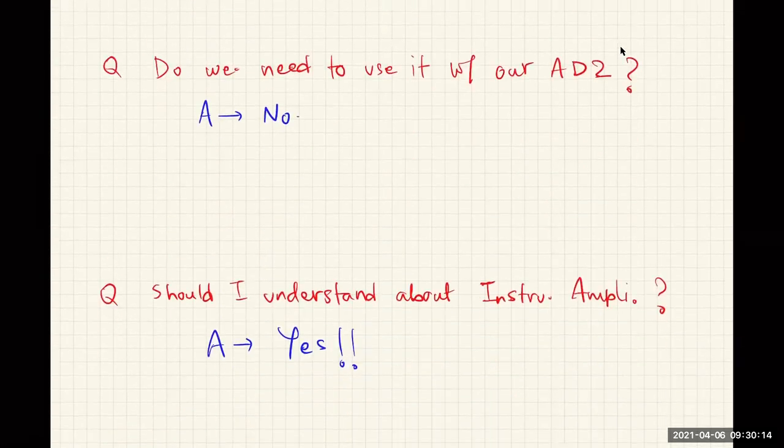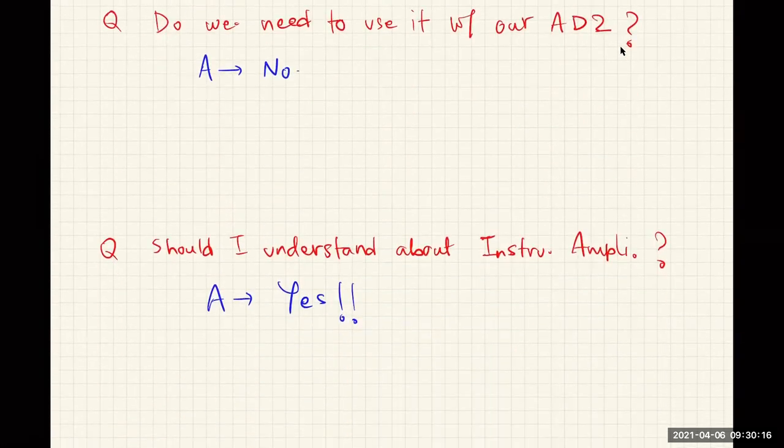Okay. So the next question: should I understand instrumentation amplifiers and how to use them? Absolutely. Because there is one class of amplifiers, and you need to know what amplifiers are and what instrumentation amplifiers are. And the second is, even in the context of this lab, not all labs will have the 82 with differential probes. So you need to understand how to use instrumentation amplifiers to turn differential measurements into a single-ended measurement.